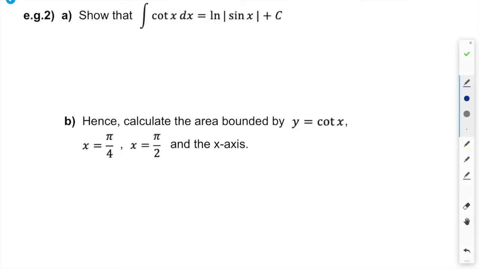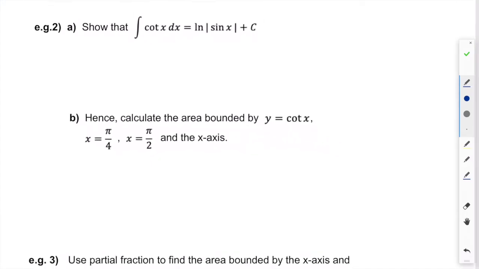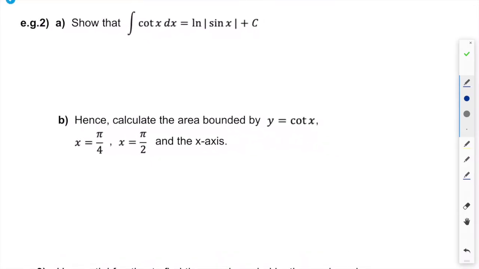So I'm going to start by writing down the integral of cotangent x dx. And it is equal to cosine x over sine x. This is good news, right?